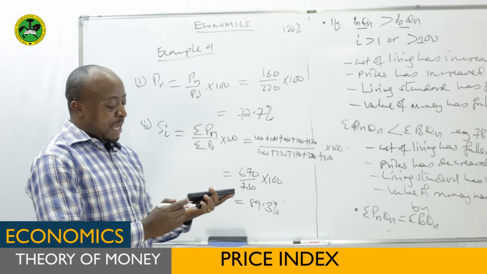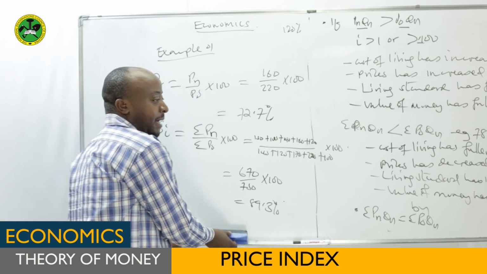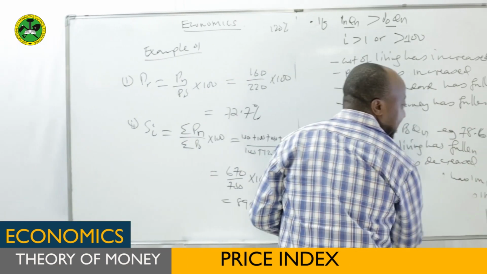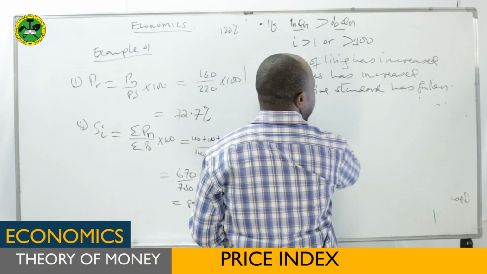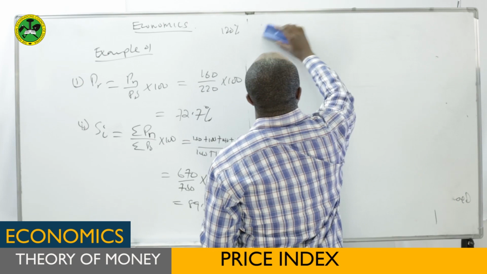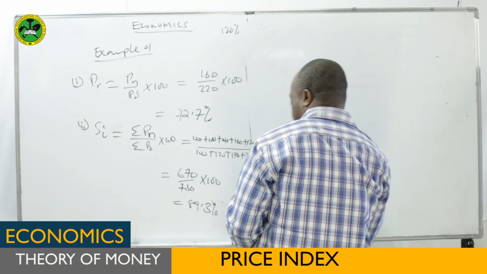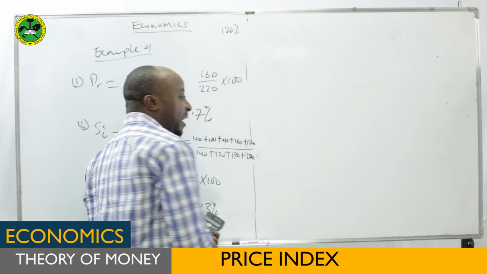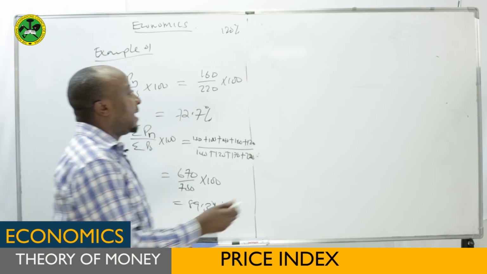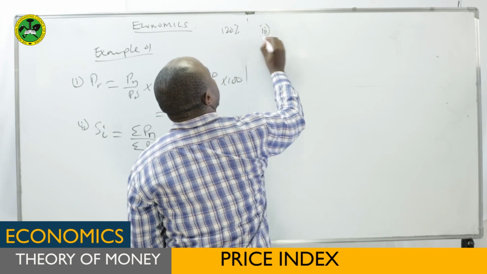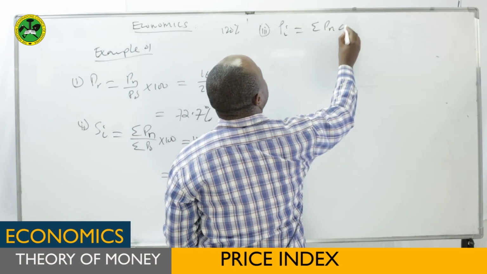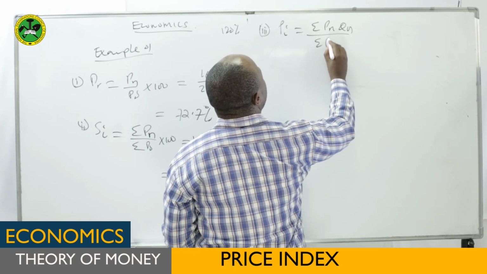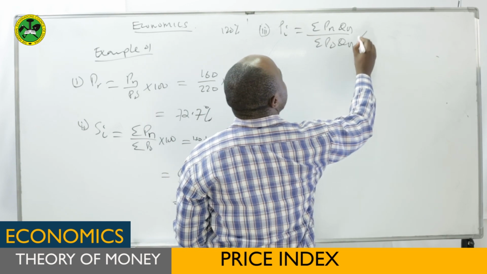Now, we go to part 3. Part 3 is asking you to calculate or find the Paasche price index. Now again, recall what we did for number 3. We said Paasche index equals the summation of PnQn divided by the summation of P0Qn, then times 100.